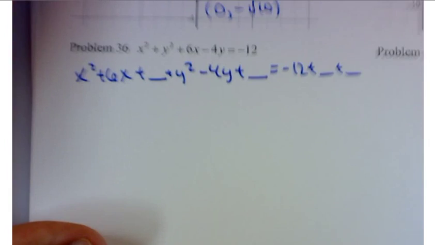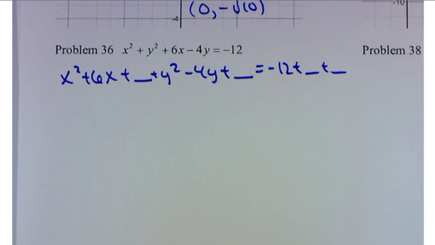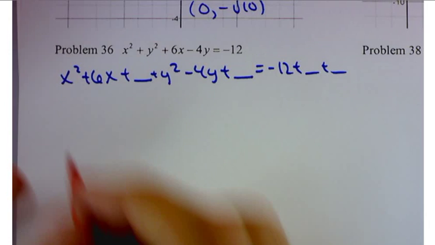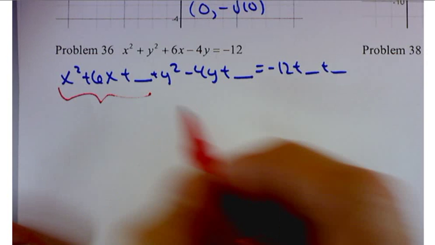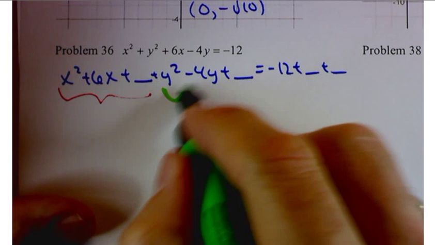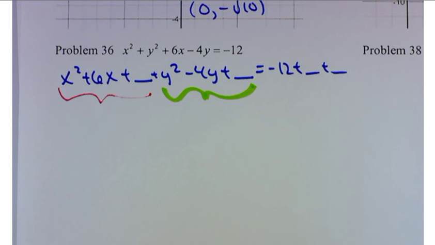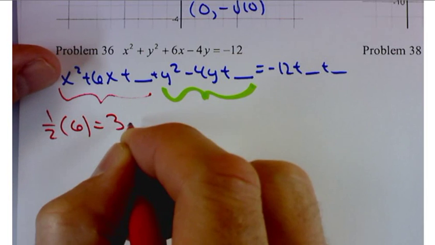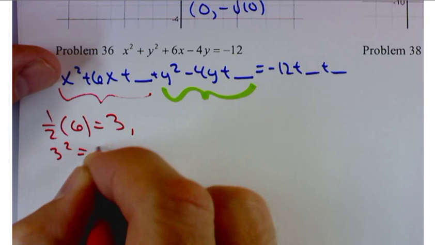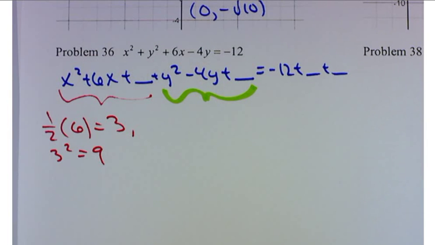So here's, again, some good review for your final exam. Process of completing the square, something we did a long time ago, relatively speaking. Do you remember how to do that? How do I complete the square on that term there? Perfect. Well done. Wouldn't say it any different. So you take half of the middle coefficient. So half of 6 is 3. And then 3 squared is 9. So the 9 is what you need to help complete the square.